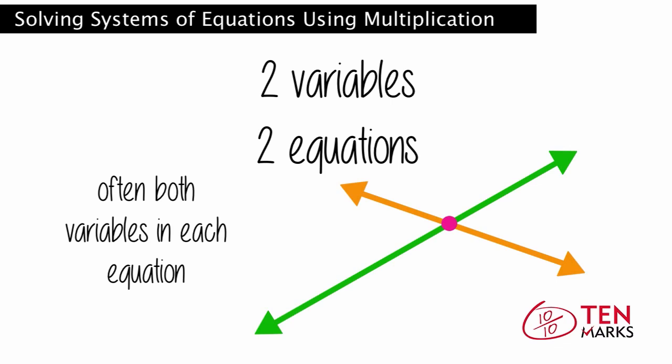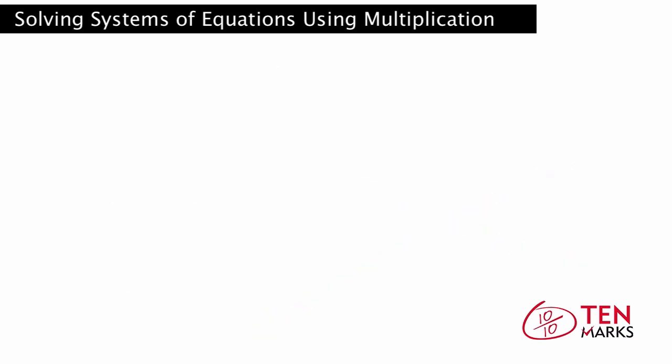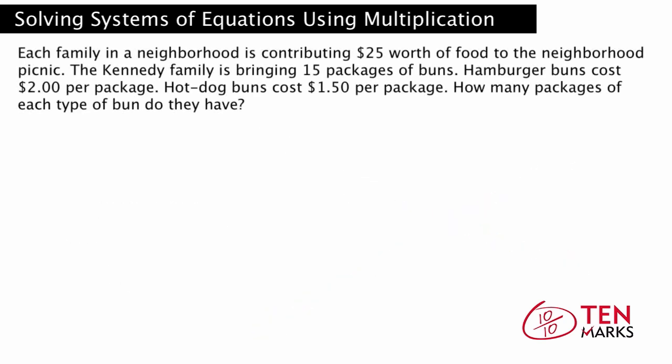One way to solve a system of equations is to use multiplication and elimination. Let's practice this. Each family in a neighborhood is contributing $25 worth of food to the neighborhood picnic. The Kennedy family is bringing 15 packages of buns. Hamburger buns cost $2 per package. Hot dog buns cost $1.50 per package. How many packages of each type of bun do they have?